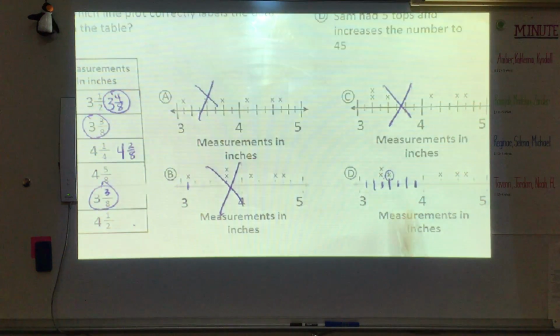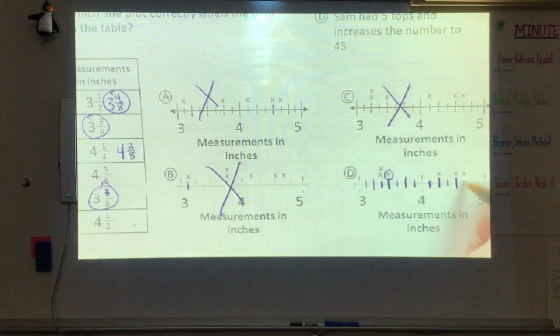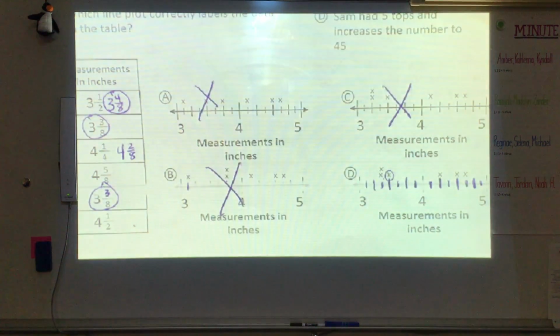That very bottom one says 4 2/8, 1/2, right? Does that look right? What were you saying? I'm sorry. You know, the very bottom one in our measurement in inches, the place where we have our data over there. It says 4 1/2 on the bottom. That would be what? 4 4/8.